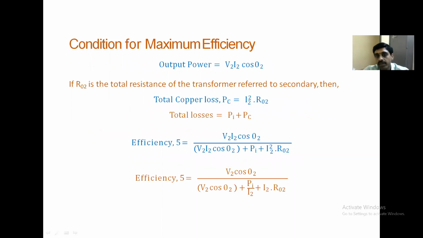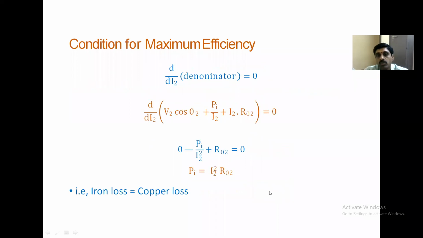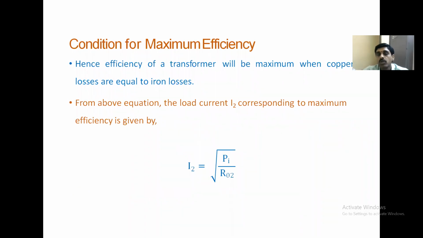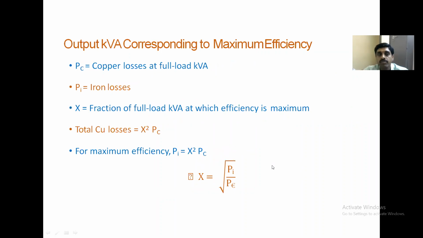We have already derived this condition for maximum efficiency. You take the denominator and differentiate it with respect to I2 and equate to 0. We got Pi is equal to I2² R02, where R02 means the resistance referred to the secondary. So we will write I2 is equal to the square root of Pi by R02. These are the different formulas. Same, X is equal to the square root of Pi by Pc.